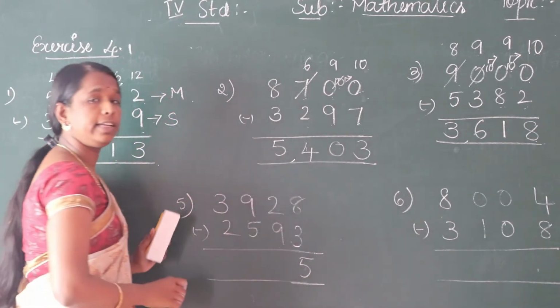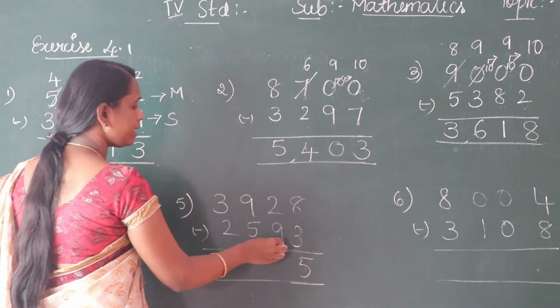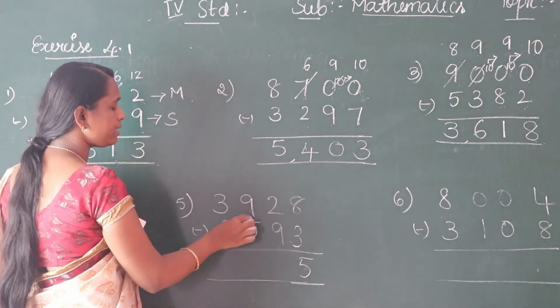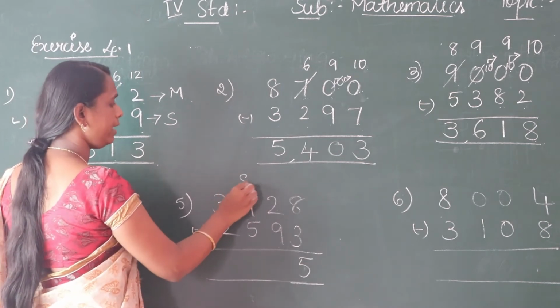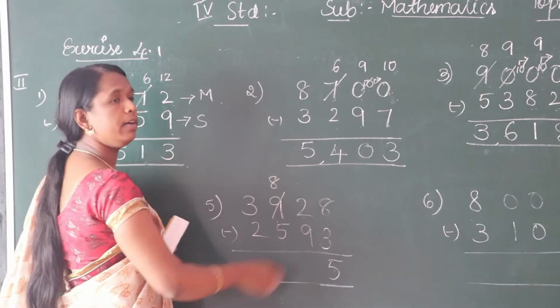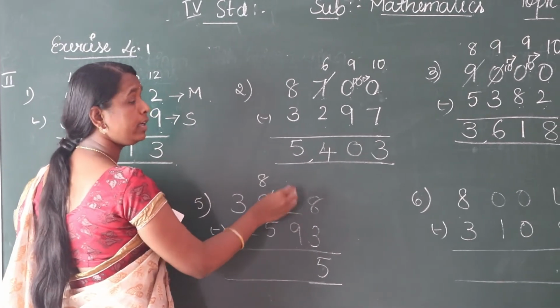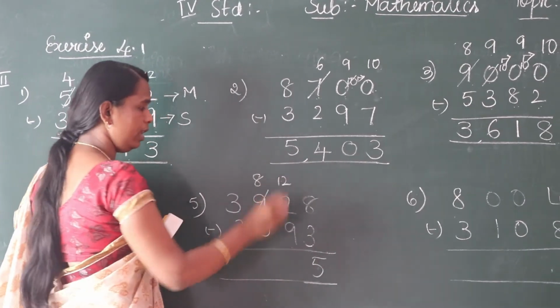So 8 minus 3 is 5. 2 minus 9, it is not possible. Take borrow from the hundreds place. In the hundreds place 9 is there. This 9 becomes 8. This 2 becomes 12. How? See, add 10 to the number. 10 plus 2 becomes 12.